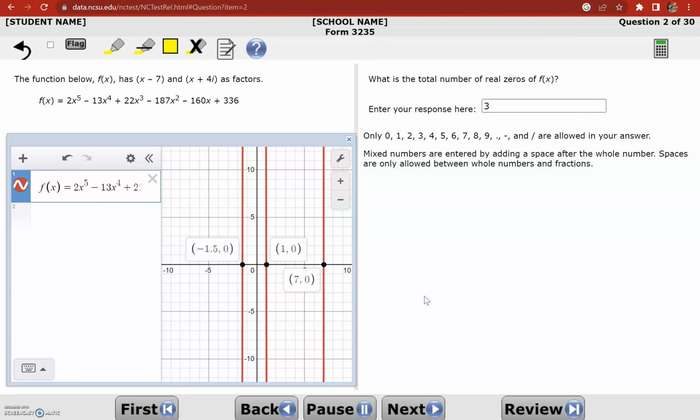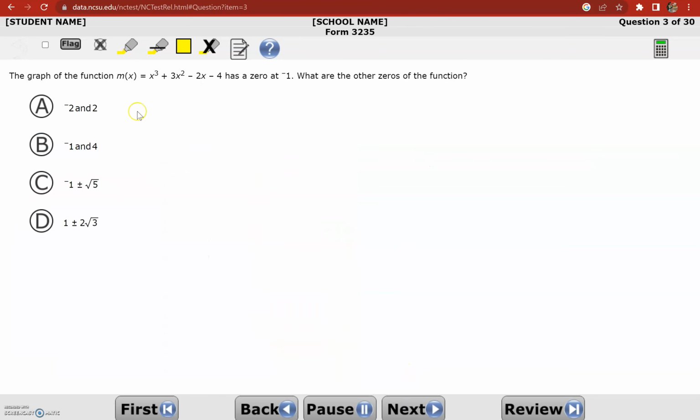So open up the NC Test platform, pause this video, and try that problem to see if you can replicate my process. Because just watching the video and not practicing the skills and practicing using Desmos is not going to be as helpful. It'd be like watching Steph Curry shoot free throws and then not practicing free throws on your own. It's probably not going to help you get better. So you've got to practice these strategies.